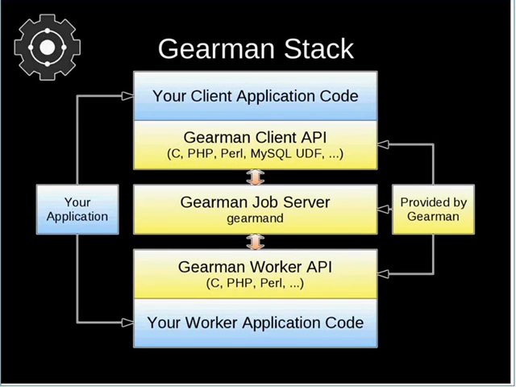You can see here that, since you support a number of APIs on both the client and the worker interface, you can say, submit a job from a MySQL user-defined function on the front end, and then have a Perl or Python worker running on the back end to answer that job that was requested. So this is where that cross-language support really comes into play.